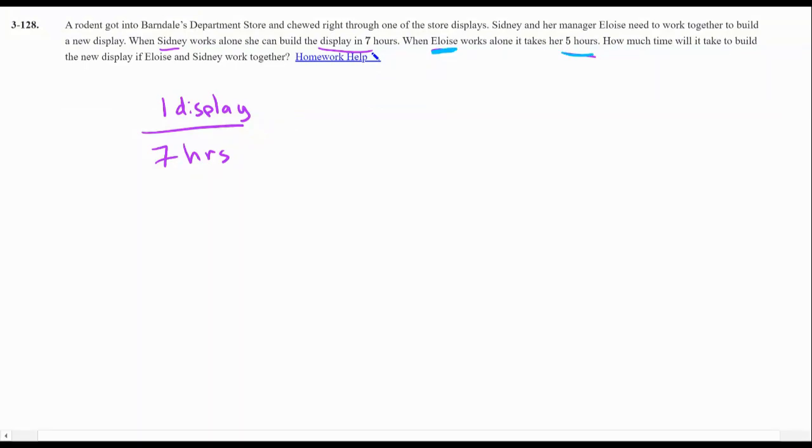Eloise, however, takes 5 hours to do it. So one display, and it takes her 5 hours. In the end, we're going to take both what Sydney is able to do and what Eloise is able to do, and add those two things together. What we really want is one display, to finish it off and have a display when we are done. But the question is asking how much time it will take to build the new display if they work together.